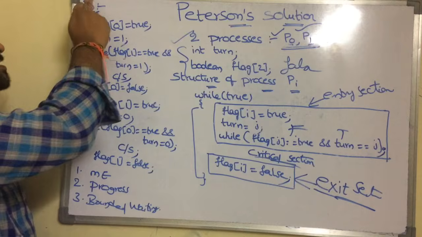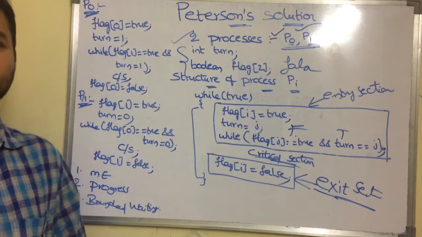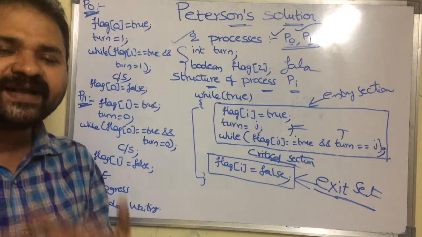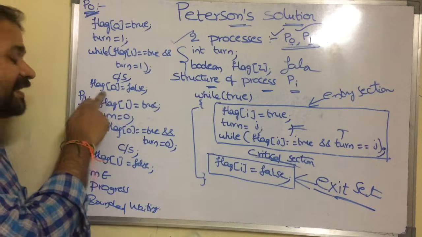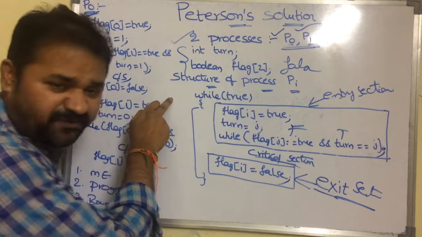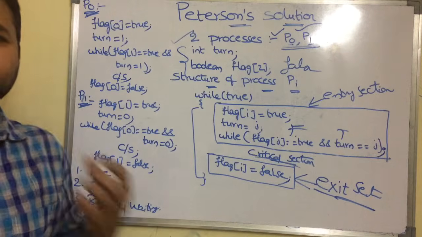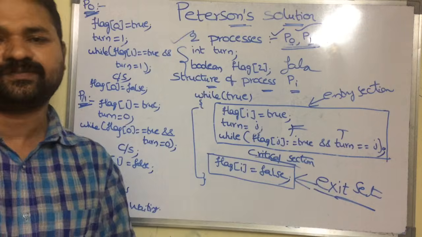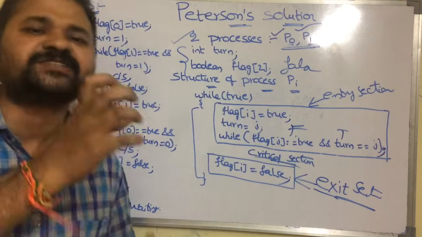Next, process P0 completed all its operations in the critical section. So once P0 completed all its operations, then it comes out from the critical section, and in the exit section, it executes an operation called flag of 0 is equal to false. So it specifies that P0 no longer belongs to the critical section. So now the process P1 may enter into the critical section.